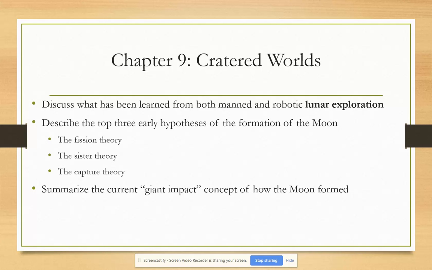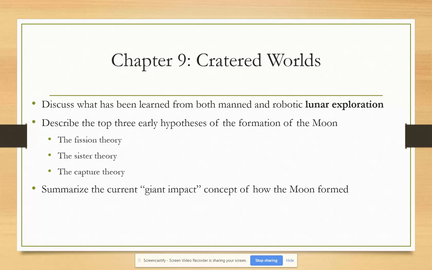Where did the moon come from? I mentioned in class that there were lots of different ideas, and I gave you the accepted one. The textbook lists 3 failed hypotheses and the one that's currently believed. So those are the three failed ones.